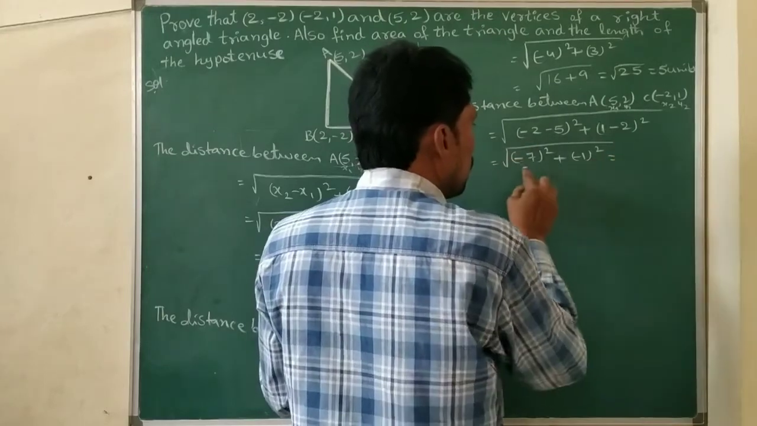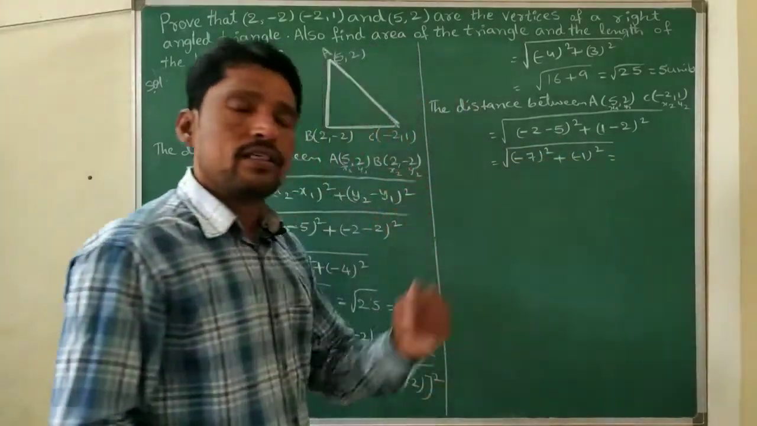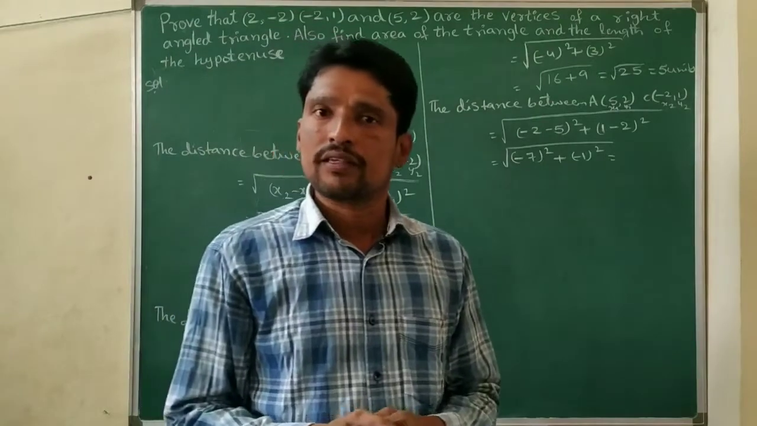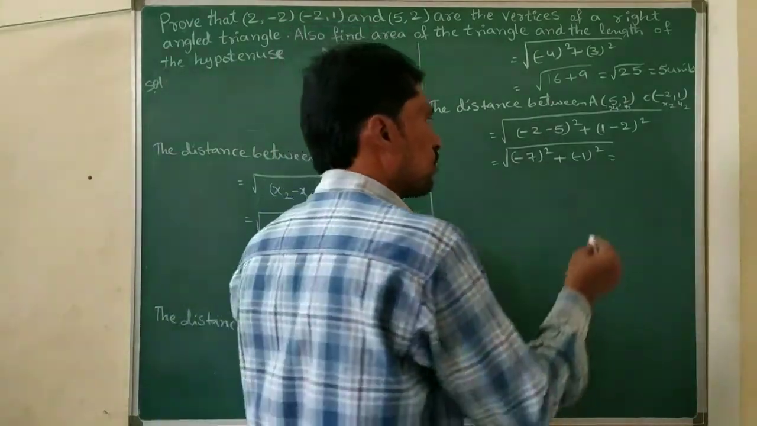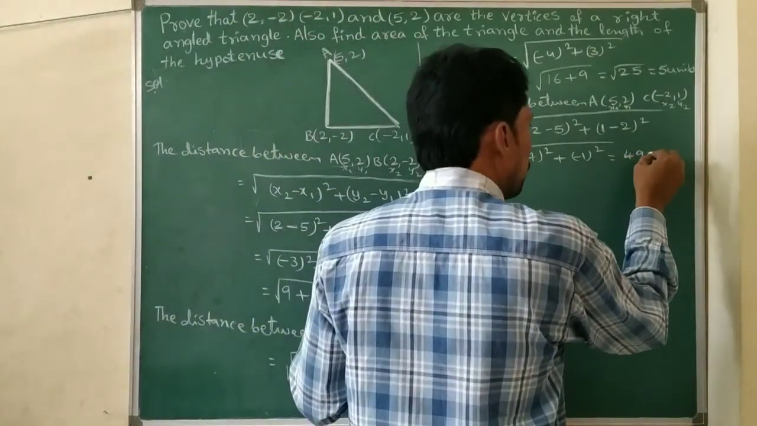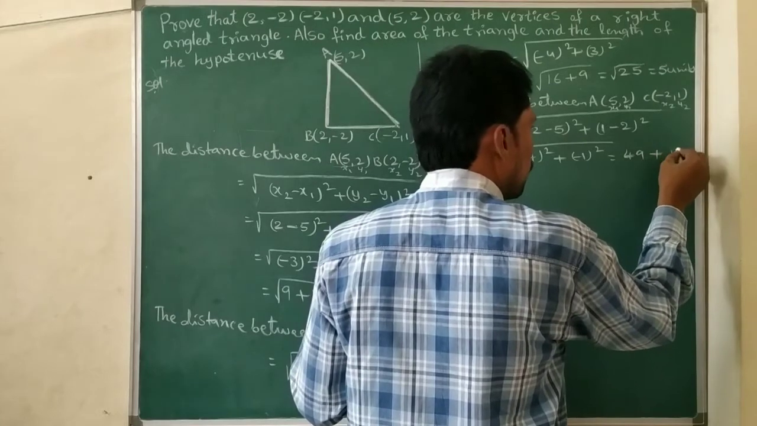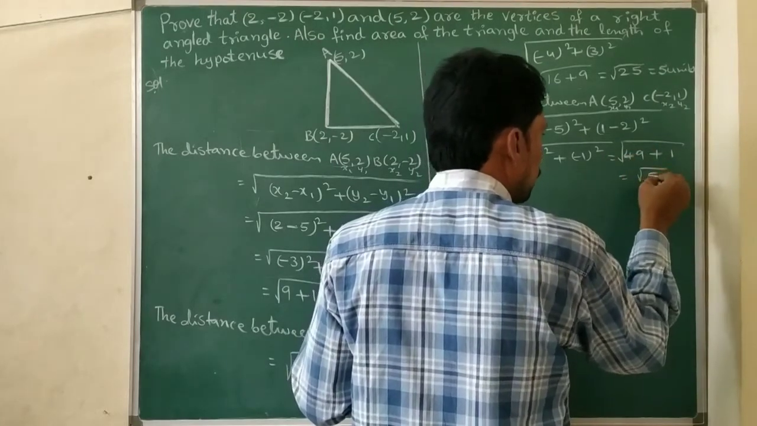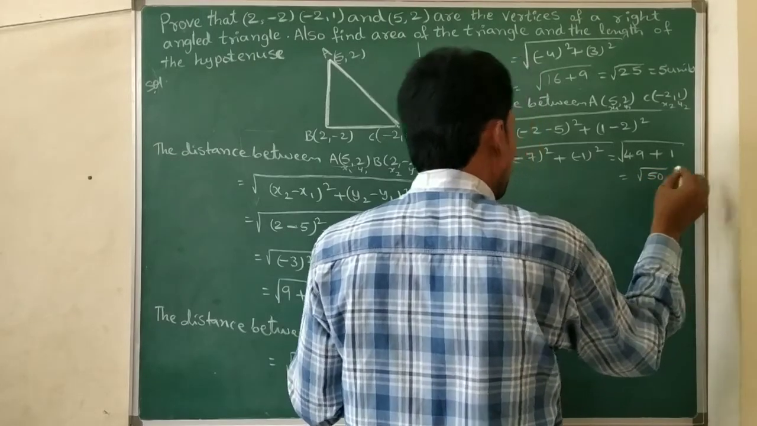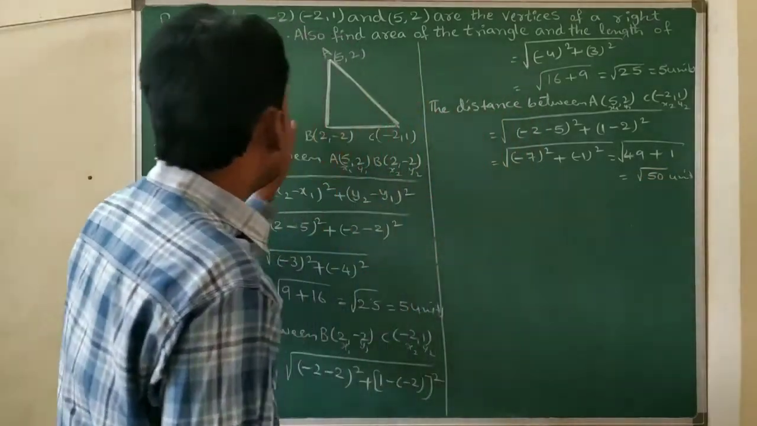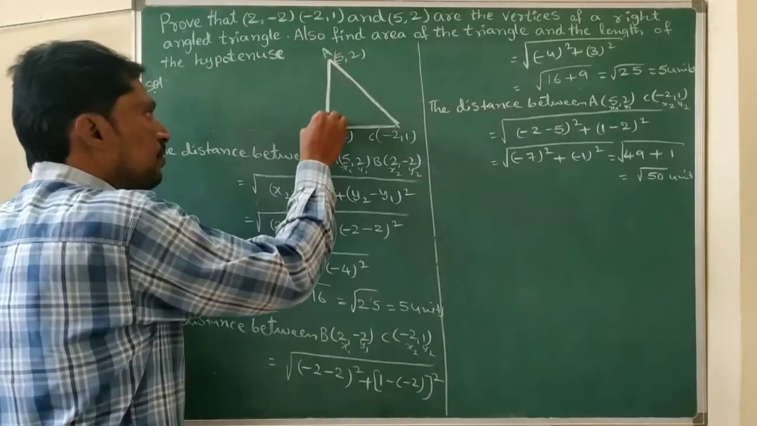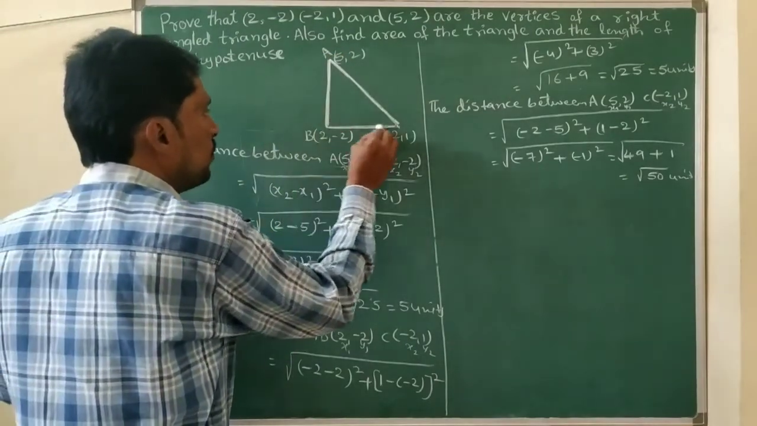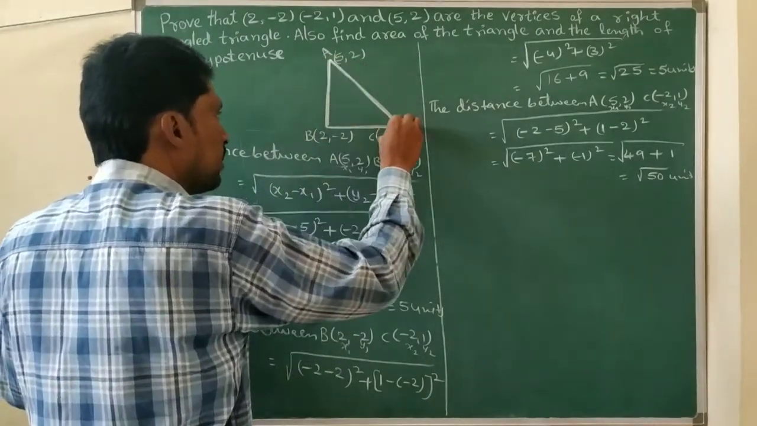That equals (-7)². (-7)² means -7 times -7; minus times minus is plus, 7 times 7 is 49, plus (-1)² which is 1. So 49 + 1 is root 50 units. Now we have the distances: AB side, BC side, and AC side.